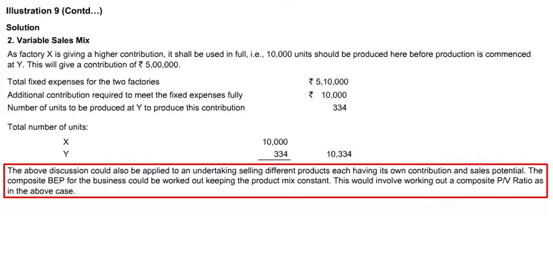We have understood in the above discussion, we can also apply to an undertaking selling different products, each having its own contribution and sales potential. The composite break-even for business should be worked out keeping the product mix constant. This would involve working out of the composite PV ratio as we did in that constant sales mix.